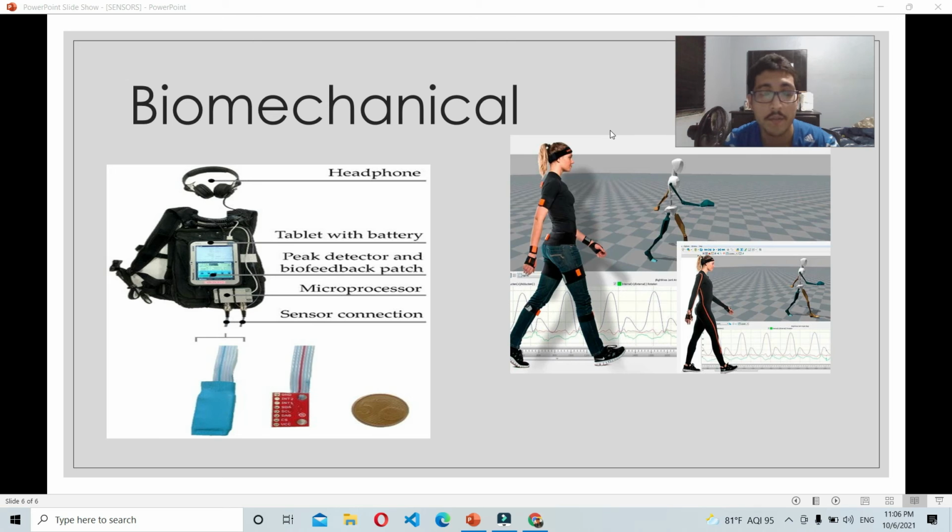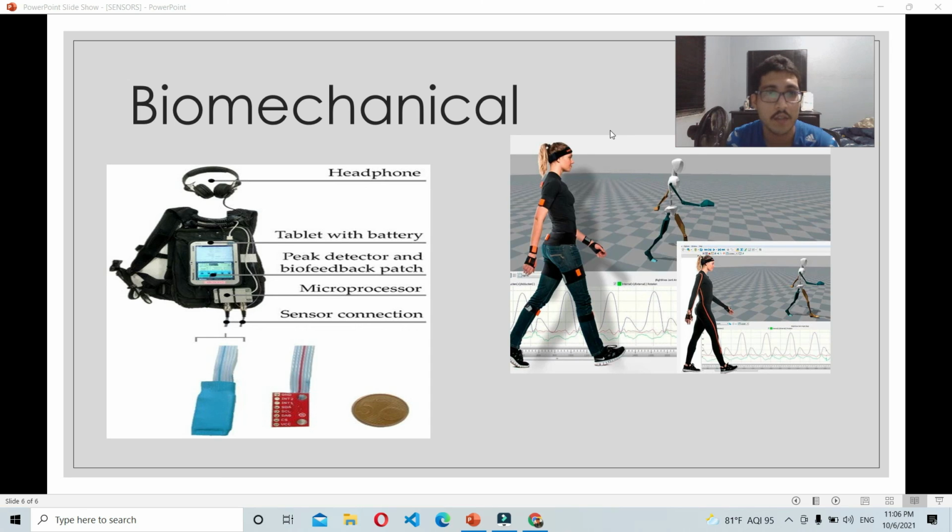So finally, the biomechanical sensors. These sensors allow us to monitor our physical magnitudes such as acceleration, inclination, and the position of the human body. So they can be used to do some other tests. Mostly they are for medicine, in the field of medicine.